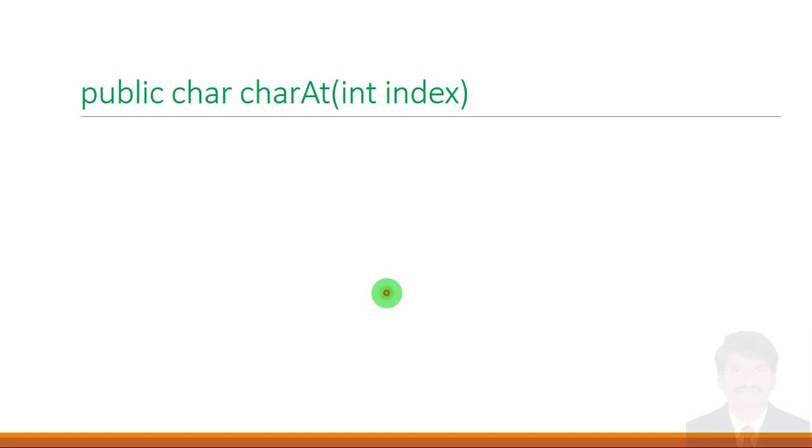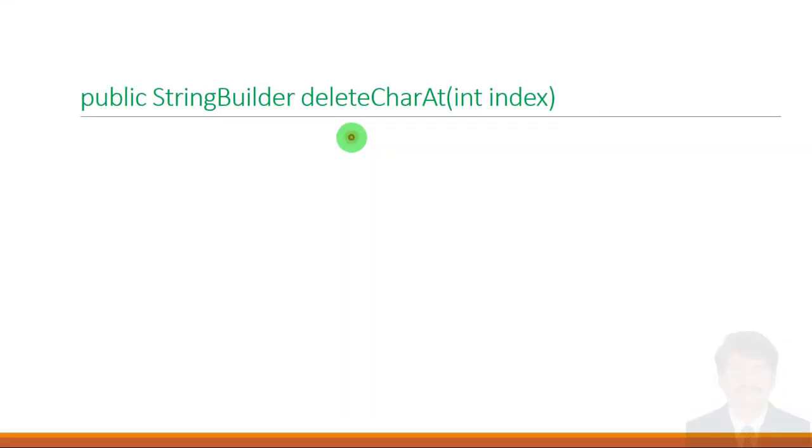charAt index, guys, is used to return the character at the specified position. If you call this method by providing the index, it will return the character which is present at that index. So this method is also present in StringBuffer and also String. I'm not going to explain this here. deleteCharAt: if you provide the index, it will delete the character present at that particular index.